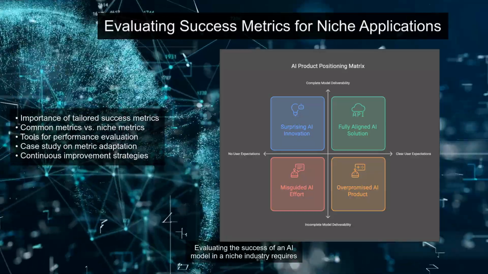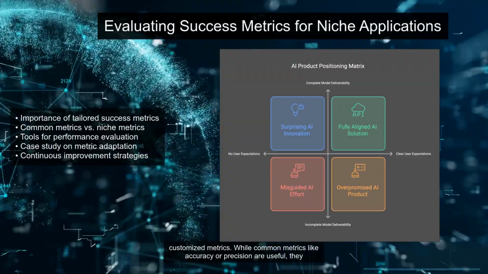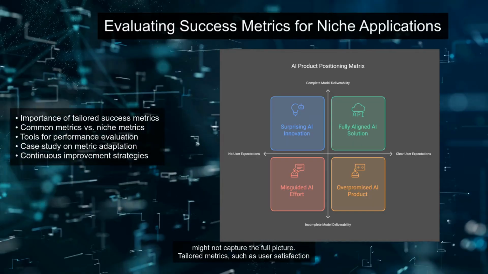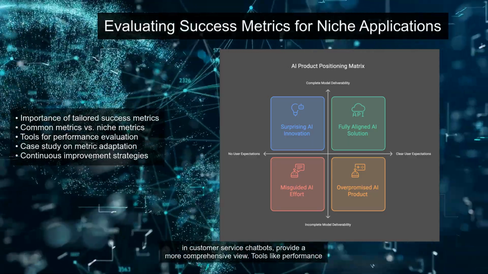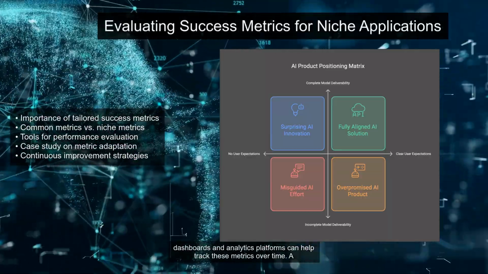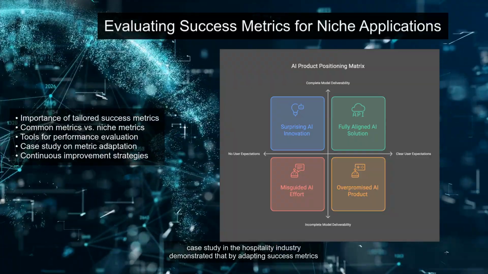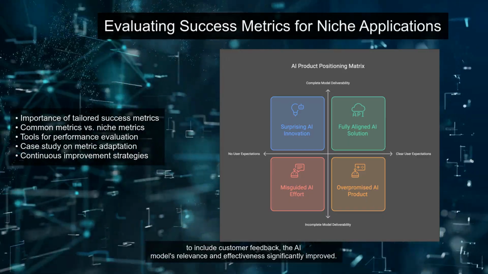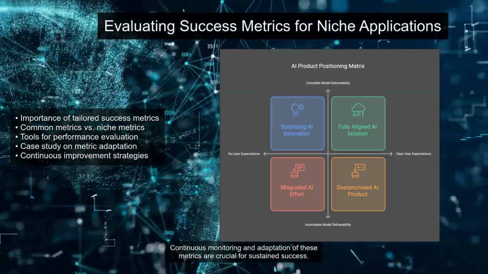Evaluating the success of an AI model in a niche industry requires customized metrics. While common metrics like accuracy or precision are useful, they might not capture the full picture. Tailored metrics, such as user satisfaction in customer service chatbots, provide a more comprehensive view. Tools like performance dashboards and analytics platforms can help track these metrics over time. A case study in the hospitality industry demonstrated that by adapting success metrics to include customer feedback, the AI model's relevance and effectiveness significantly improved. Continuous monitoring and adaptation of these metrics are crucial for sustained success.